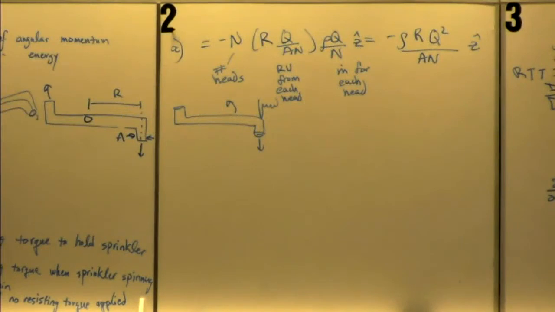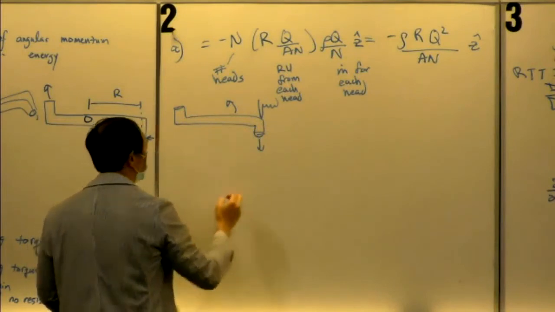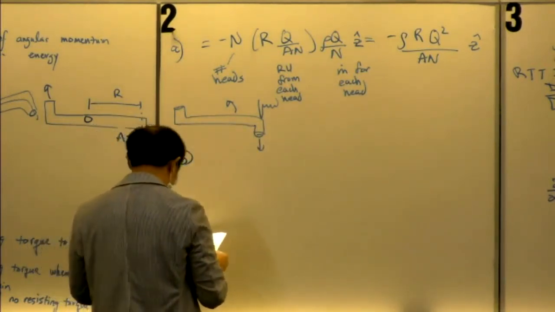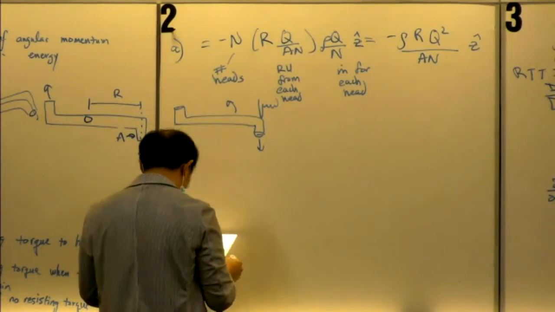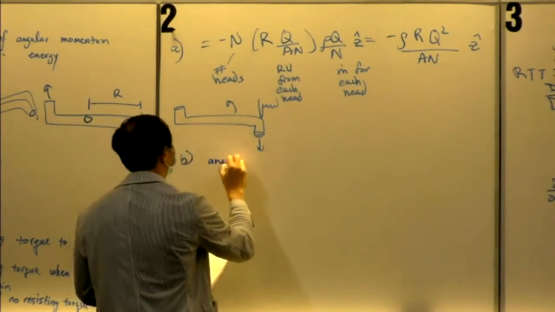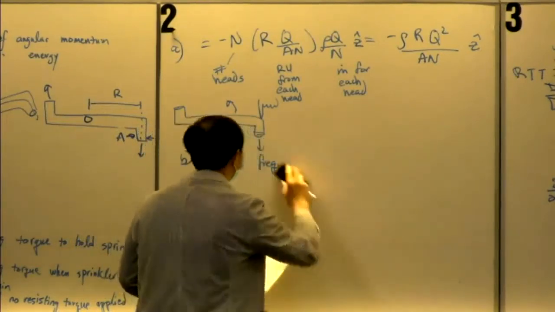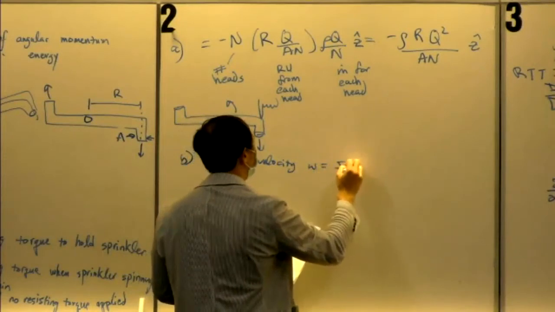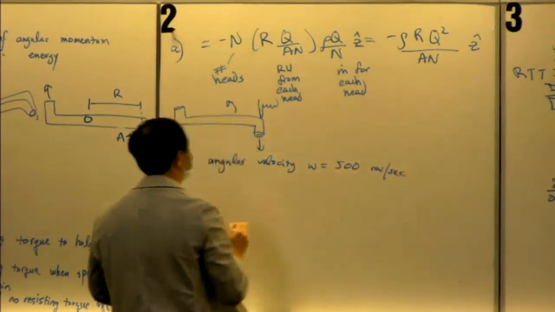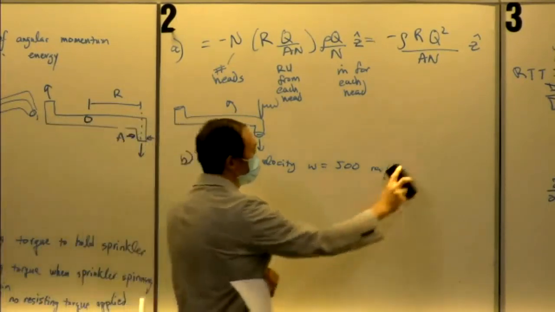Now let's talk about when it's moving. So now it's prescribed to move at a constant frequency, omega. So part B. We ought to be a little careful with the notation. Angular frequency, is that angular velocity? Angular velocity, omega. And here it is at 500 revolutions per minute. That's still pretty fast.